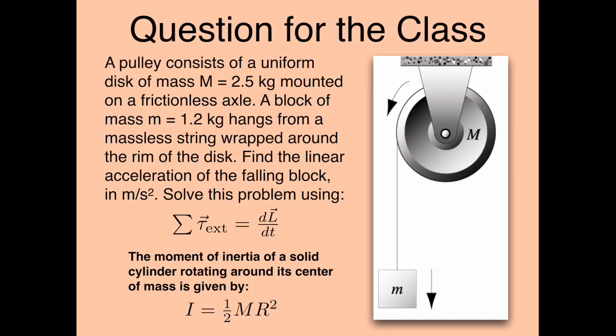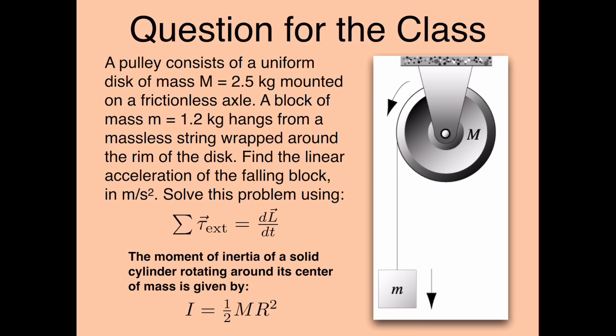Okay, now in this question, we're going to be using the result, the net external torque acting on a system is equal to dL/dt. Now in this problem, we have a pulley that consists of a uniform disc, mass capital M equal to 2.5 kilograms, and it's mounted on a frictionless axle. A block with mass lowercase m equal to 1.2 kilograms hangs from a massless string that is wrapped around the rim of the disc. Find the linear acceleration of the falling block in meters per second squared.